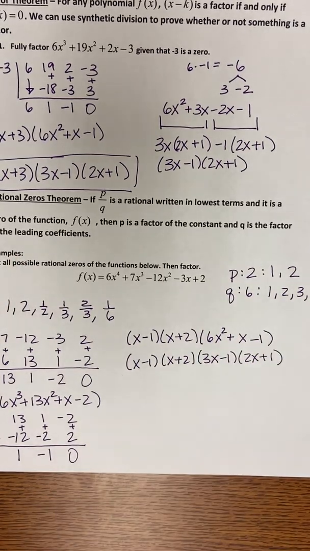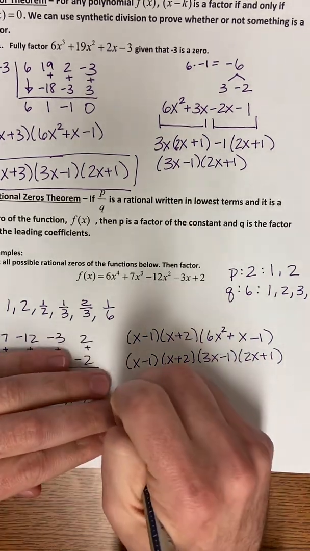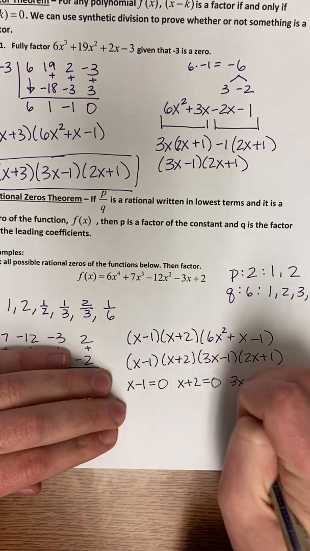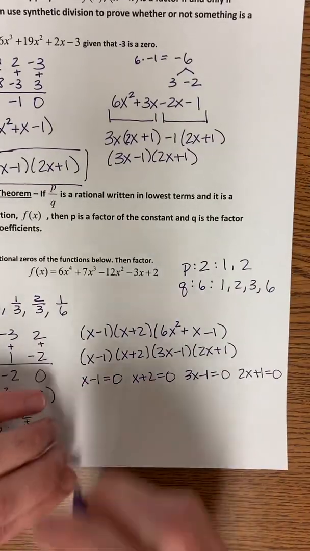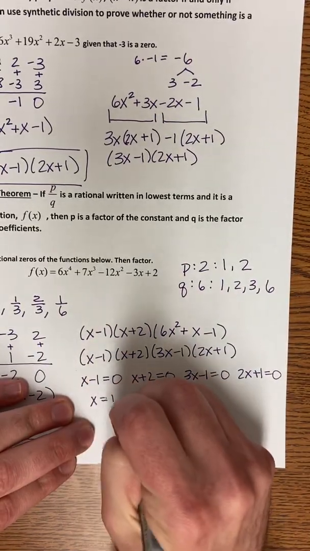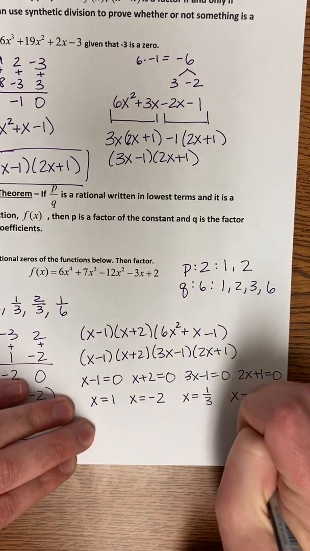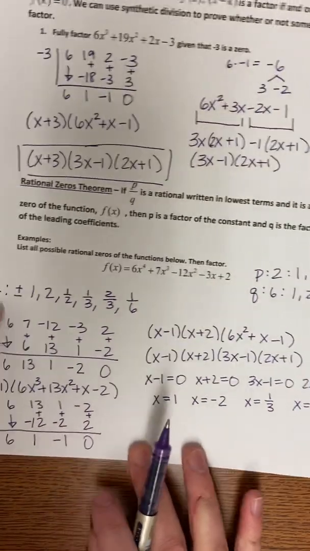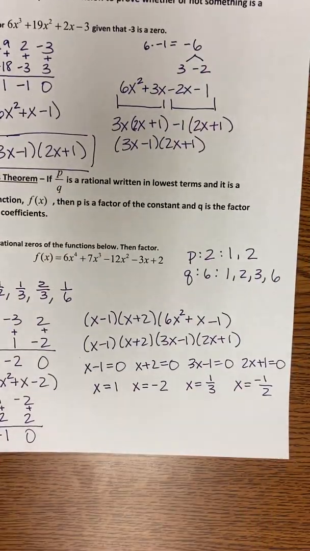Now, these are the factors, but if it asks for the zeros or the roots, you need to take each of your factors and set it equal to 0. So if we were asking for the roots, x minus 1 equals 0, x plus 2 equals 0, 3x minus 1 equals 0, and 2x plus 1 equals 0. That leaves you with potential zeros of x equals 1, x equals -2. Here we get x equals 1/3, and x equals -1/2. You'll notice that all of these came from this original list of potential roots. So it does reinforce the fact that this works.